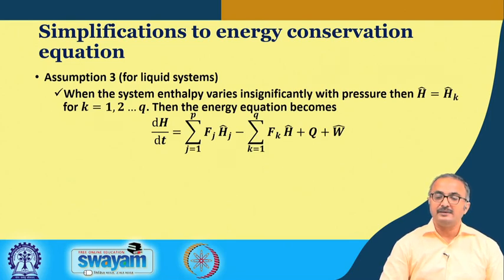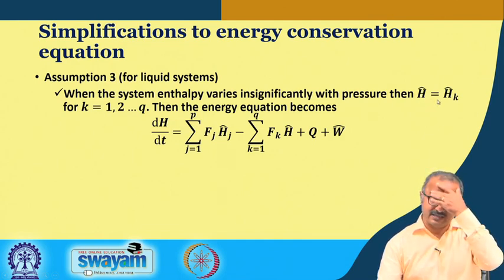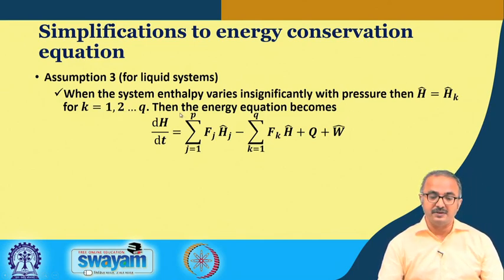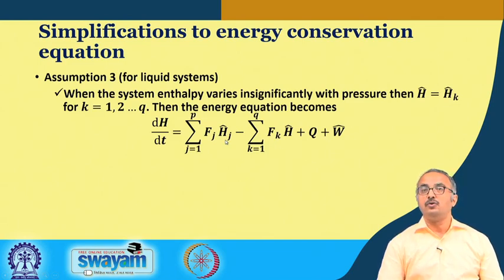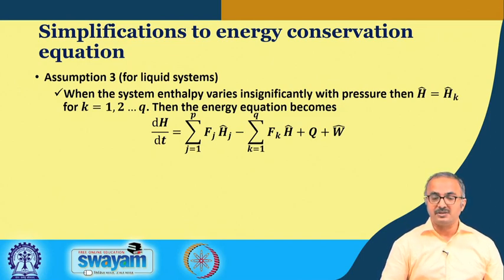Next, we come to another assumption, again for liquid systems. In this case we say that the enthalpy varies insignificantly with pressure, that means we put that H varies only with temperature. So, we write this H as Hk in terms of all the individual streams. What we can see is that the energy equation can now be written in terms of these enthalpies, which are now functions of only the temperature, and not functions of the pressure. So, this is something to do with the liquid systems.